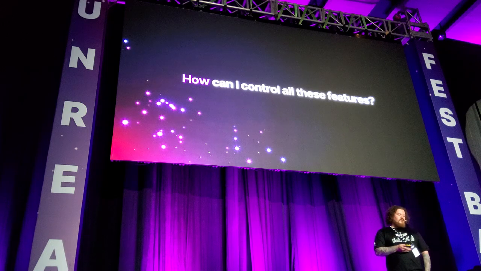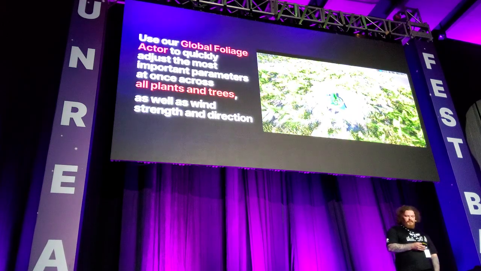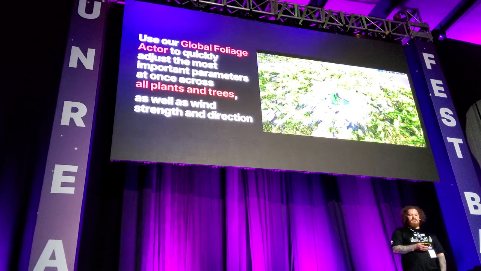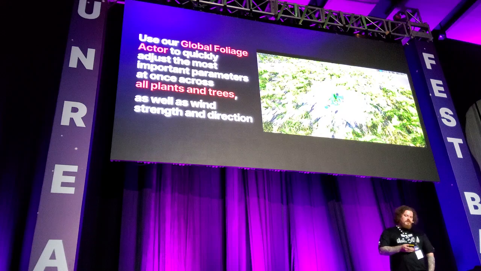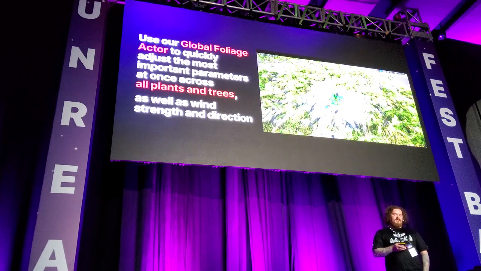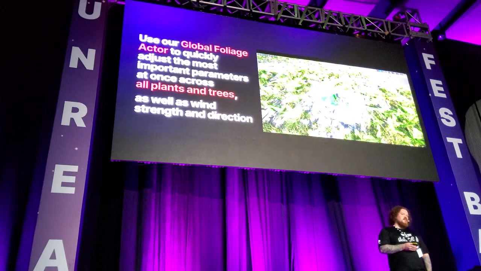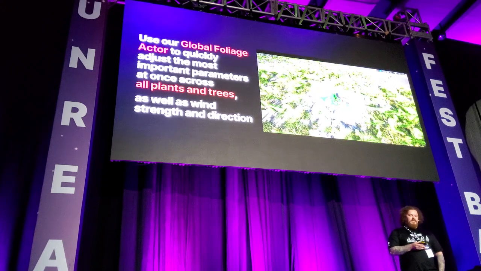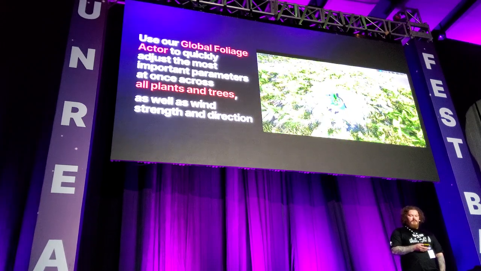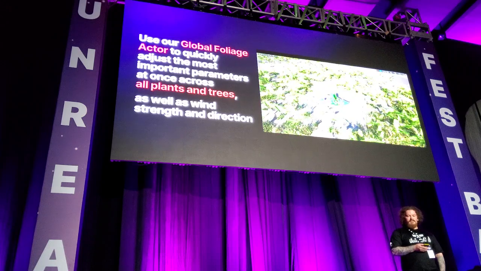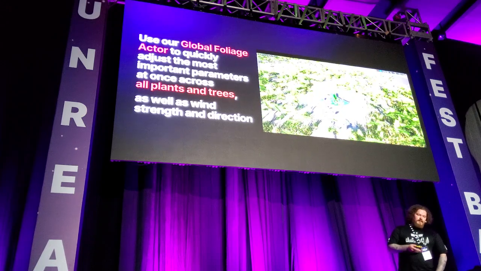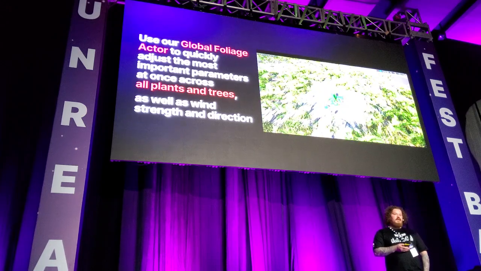So then, how can I control all these features? We have a global foliage actor blueprint, which houses some of the high-level art direction parameters across both trees and plants. We did choose to separate the controls by plant or tree, because you might want more wind in the trees, for example, and maybe less on the ground. So you can control that separately. You can use it to control the strength, the direction, the speed, even the wind tiling. And you can also use it to control the health effect I showed earlier, as well as a color gradation.